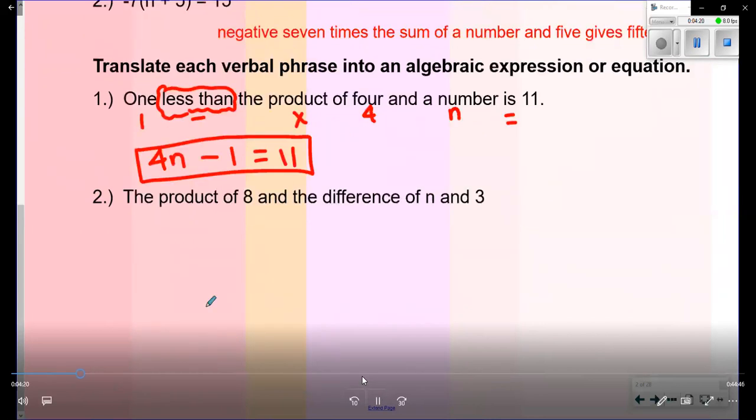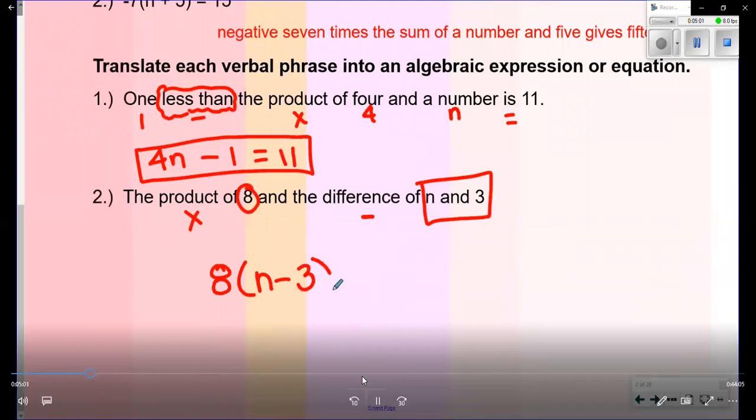And then the other one is the product of 8 and a difference. So we got 8 and the difference. Difference means subtract, of n and 3. When you see that and, you might right away put plus, but you have to read the whole thing. That and is just saying the product. Product is going to be 2 or more numbers multiplied together. So we have 1 of these numbers, and then we have this group. So that means the product of 8 and the difference of n minus 3.